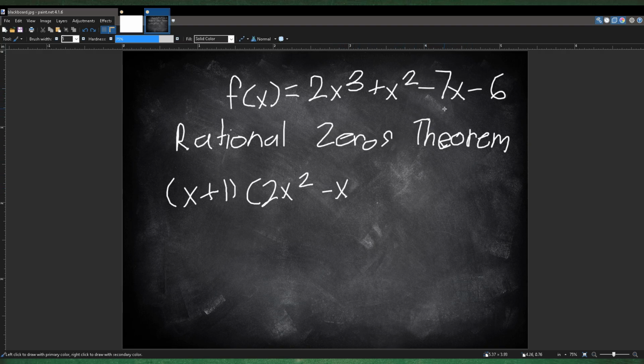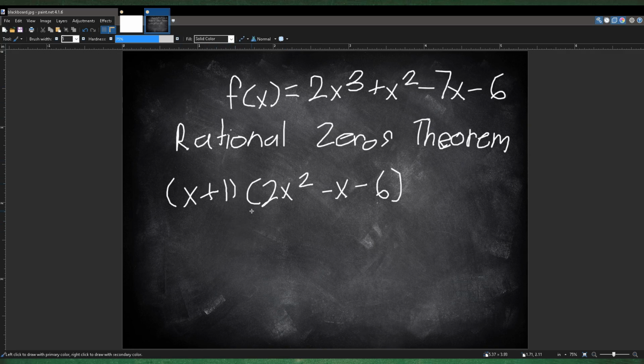So we need to get a -6, right? So we need a -6 more, which makes sense because then this will get negative x, this gets -6x, which makes -7x, and this gets -6. So now we just need to factor this if it's possible.